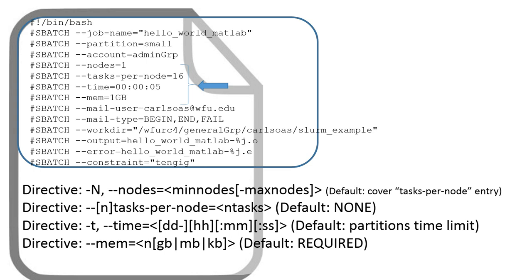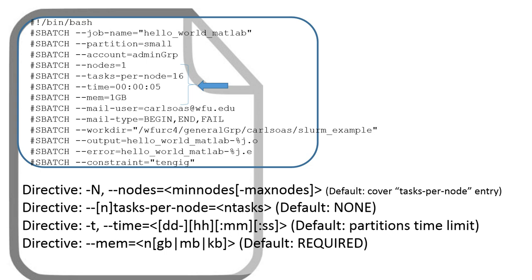The ntasks-per-node, or tasks per node, directive defines how many cores will be consumed on a node. It is meant to be used in conjunction with the nodes directive value. If no entry is made, the current configuration will cause your job submission to fail.